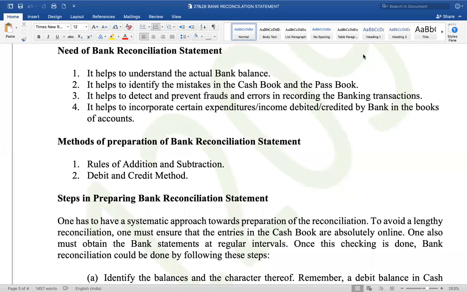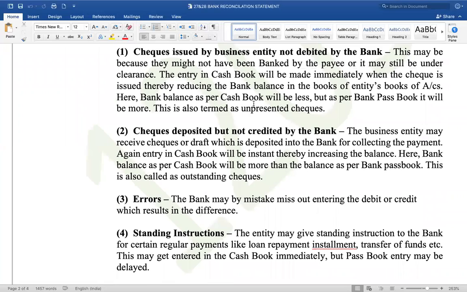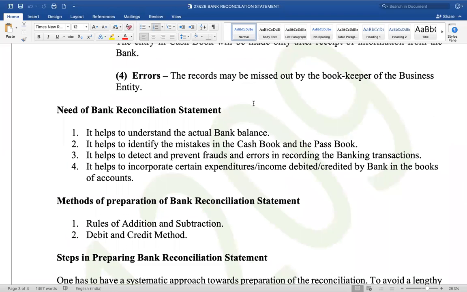Now this is what we have to do between cash book and passbook. There are differences due to these many reasons: four reasons in the first category and four reasons in the second category. Due to 8 reasons, these two books are not matching. One book shows more balance, another book shows less balance. So I have to reconcile both the books, and a statement to reconcile these two books is known as bank reconciliation statement.